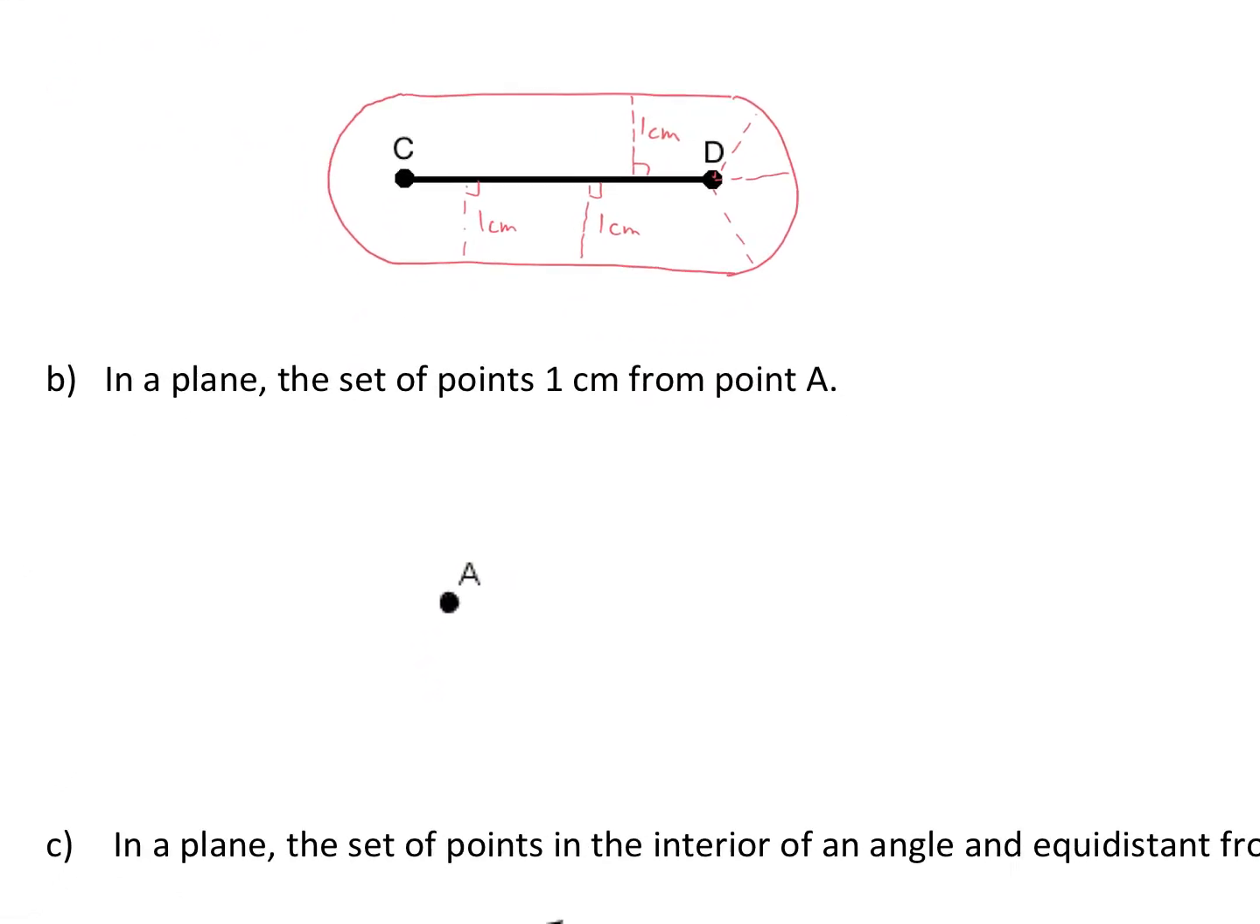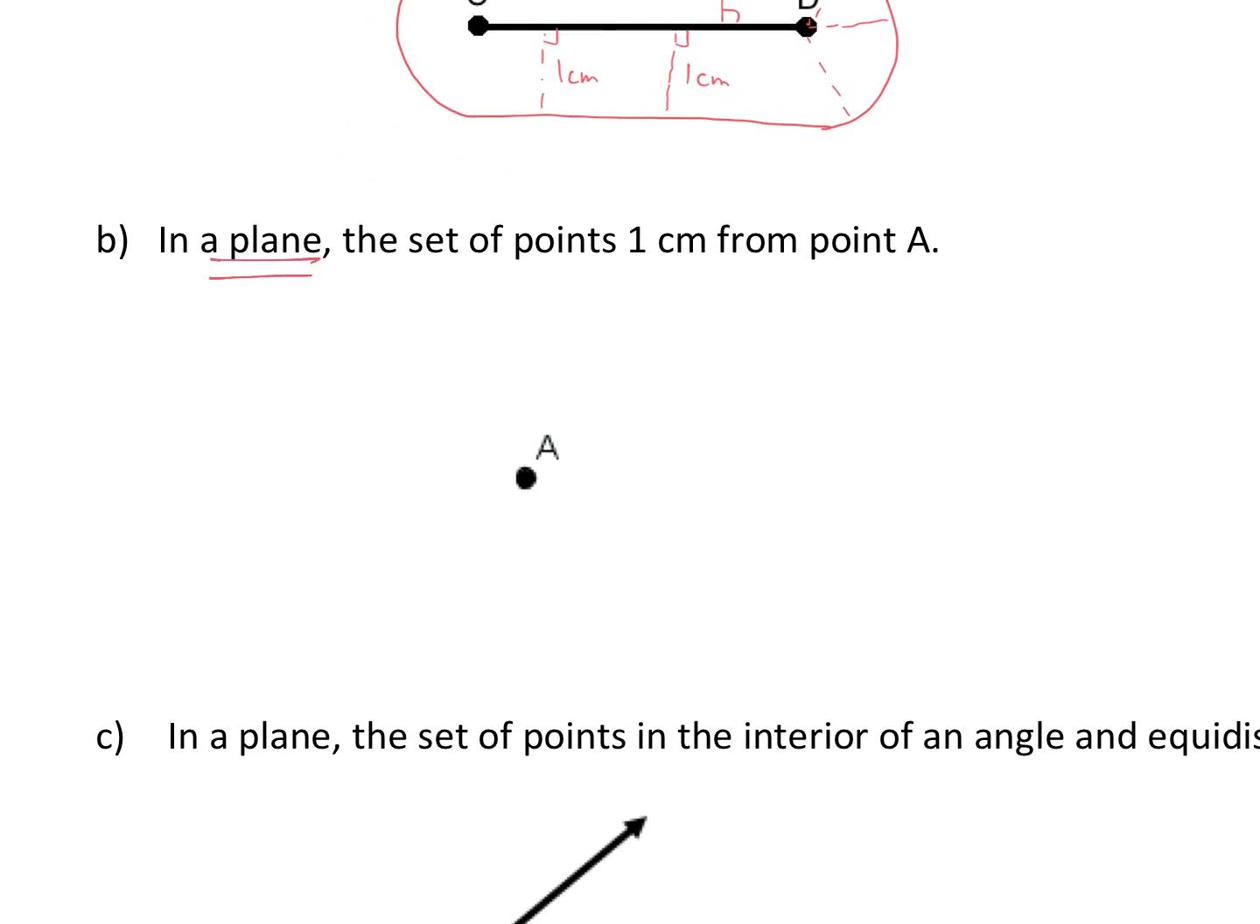Okay, so now think about this one. In a plane, so 2-dimensional or 3-dimensional? If it's in a plane, 2-dimensional. In a plane is always 2-dimensional. The set of points 1 centimeter away from point A. What are you going to get? A circle, and your radius is 1. So if I go 1 centimeter away, and I do that in every direction around my point, I will get a circle.